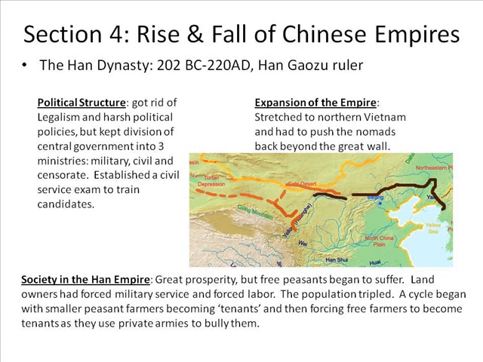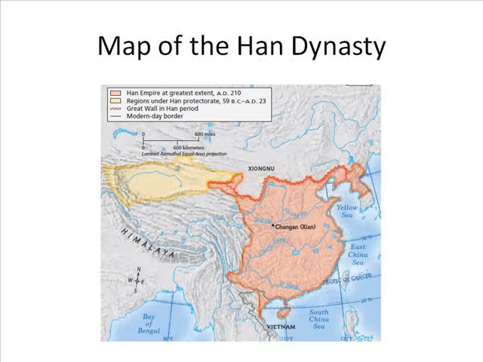And as you can see on this picture from page 101 in your book, no, you can't, because I just moved something and not this particular slide. There you go. So the map of the Han Dynasty, you guys can see how it is extended. Regions under the Han Protectorate, the Han Empire's greatest extent. The Great Wall is a little bit bigger, and you can see the modern day border. Still see those Himalayas, and the north, southeast, west, that of course is India.